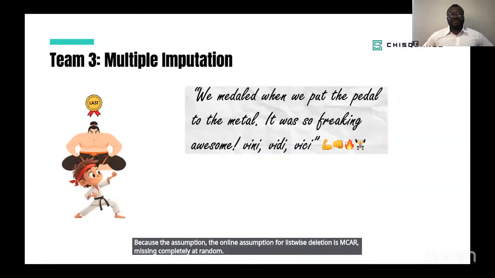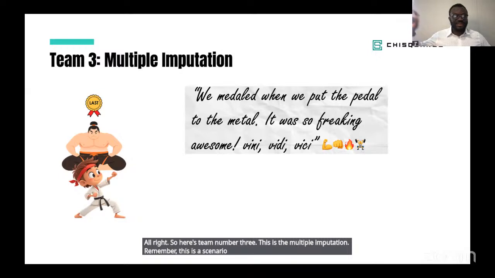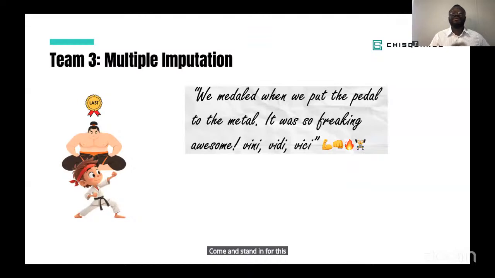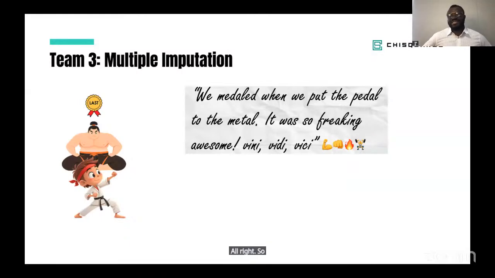All right. So here's team number 3. This is the multiple imputation. Remember, this is the scenario where we just randomly grabbed some guy in the audience and said, hey, come and stand in for this guy who is missing, right? Because we think that you are a perfect match for him. All right, so this is the statement. Now, can somebody tell us, is it precise? Is it valid?